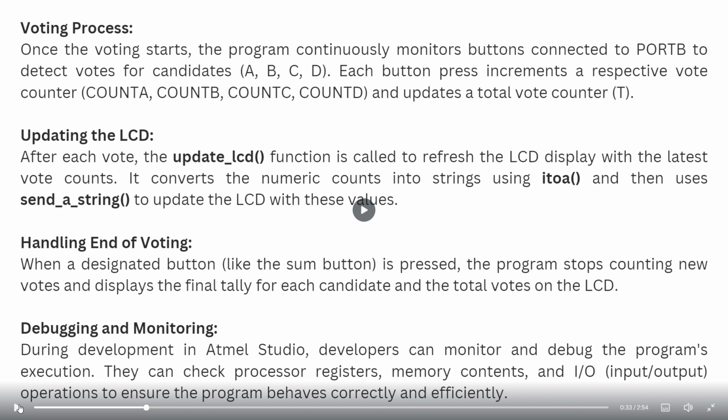During the development in Microchip Studio, the developer can monitor and debug the program execution. They can check the processor registers, memory contents, and the I/O operations to ensure the program behaves correctly and efficiently.